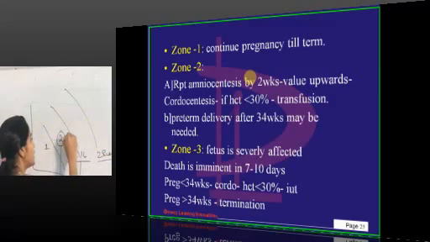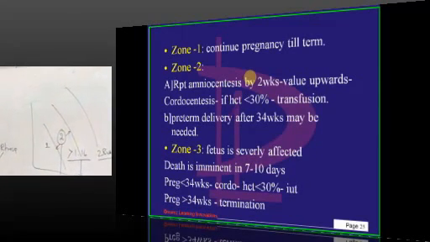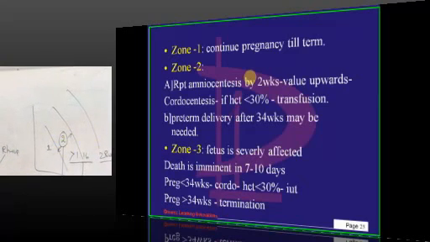But the values, there are 2 possibilities. The values can go either lower, or remain the same, or come back to zone 1. But if the values are reaching upwards, I mean zone 3, going towards the dangerous zone, what do I need to do? Now I have to do cordocentesis. What do you mean by cordocentesis? Collecting blood from the umbilical cord.